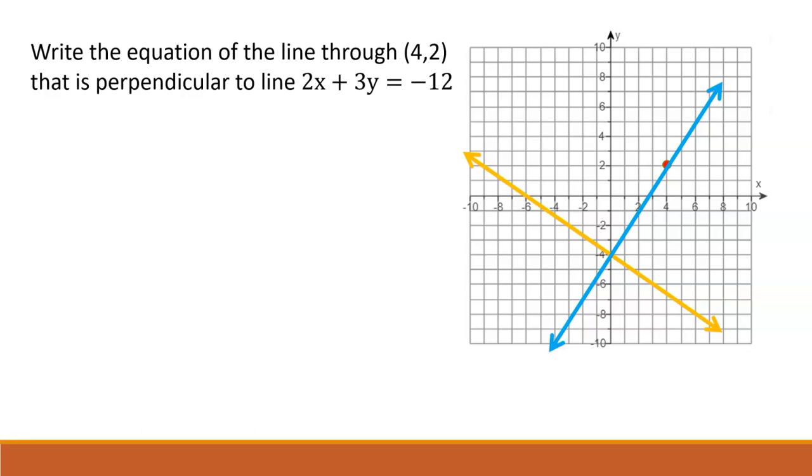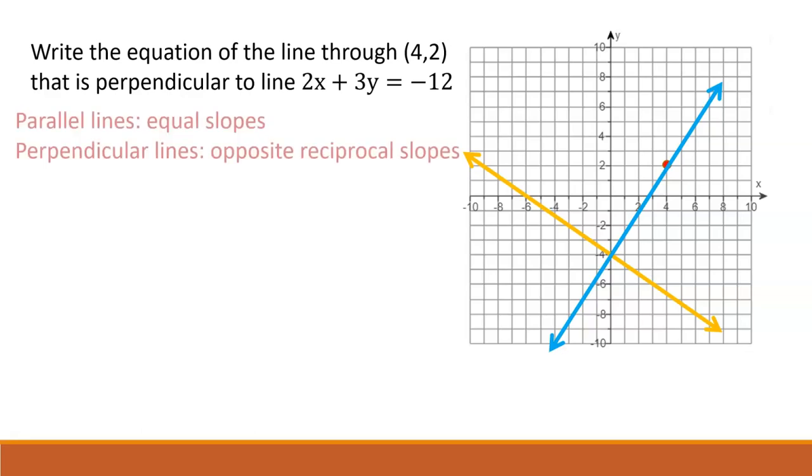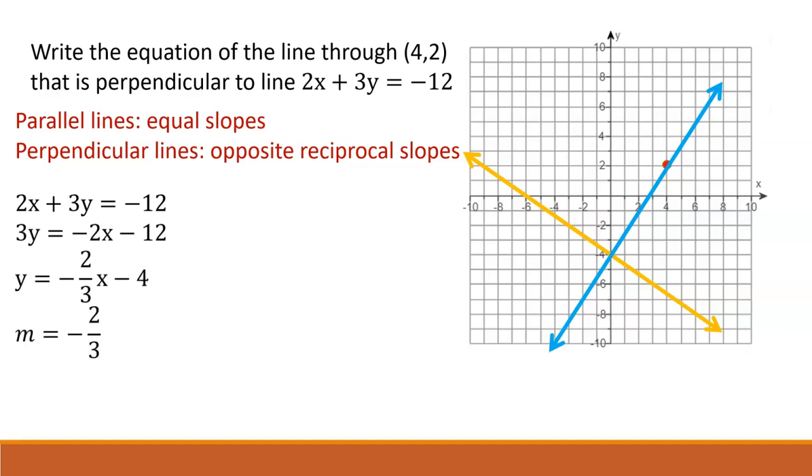If you have to write an equation of a line that's either parallel or perpendicular to another line, you need to know 2 things. First of all, parallel lines have equal slopes, and perpendicular lines have slopes that are opposite reciprocals. We just went through the steps of finding the slope of the line 2x plus 3y equals -12, which was -2/3. We want to write the equation of a line that's perpendicular to that.